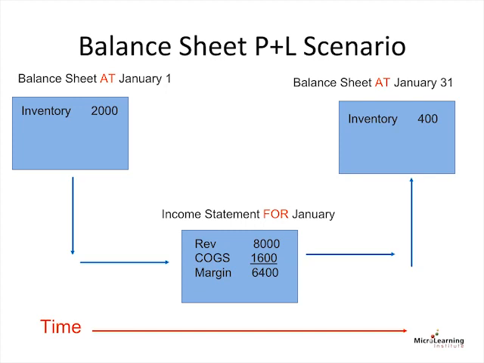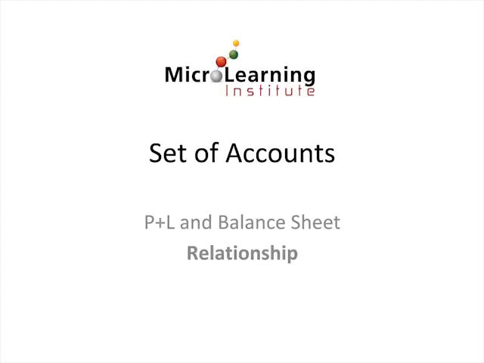A closing balance sheet presents a snapshot of the company position at the closing date of January 31st. The opening inventory on January 1st was valued at $2,000. The cost of goods sold for the month of January was $1,600. Hence, the closing inventory value on January 31st is $400. This tutorial demonstrates how the opening and closing balance sheet plus the profit and loss statement form a set of accounts.